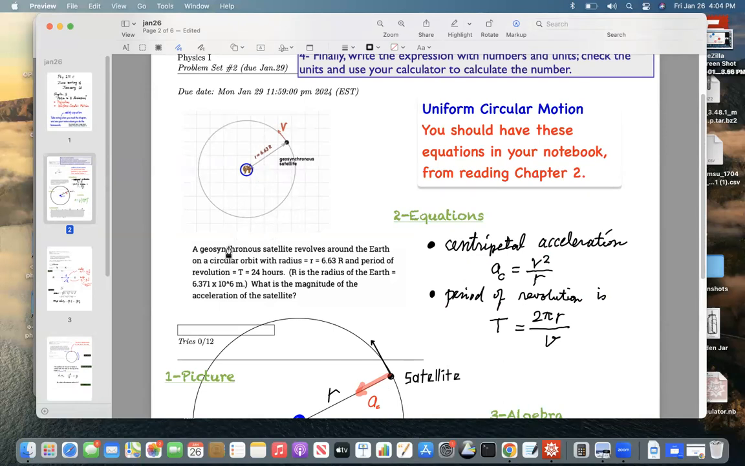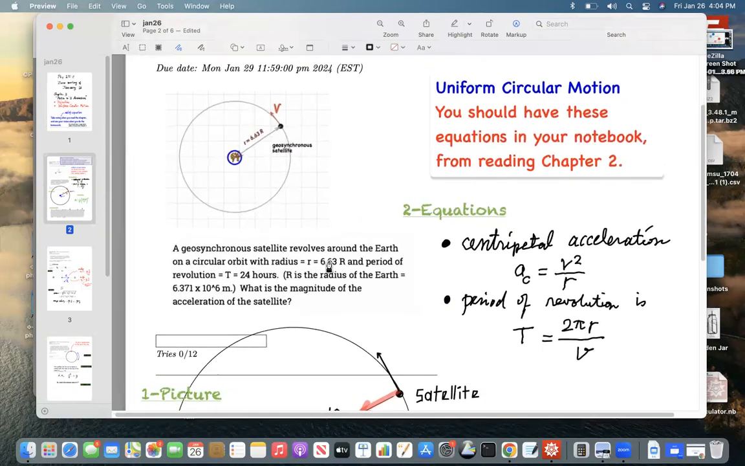A geosynchronous satellite revolves around the Earth on a circular orbit. In this problem, the orbit radius is given. So this radius, r, is 6.63 times the radius of the Earth. So this is more or less drawn to scale. The period of revolution of the satellite is 24 hours.